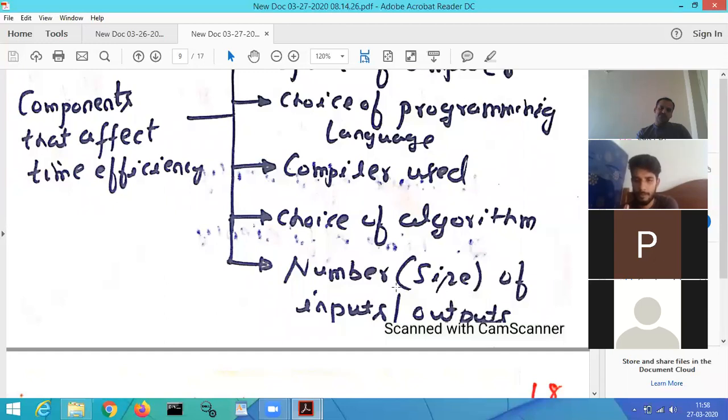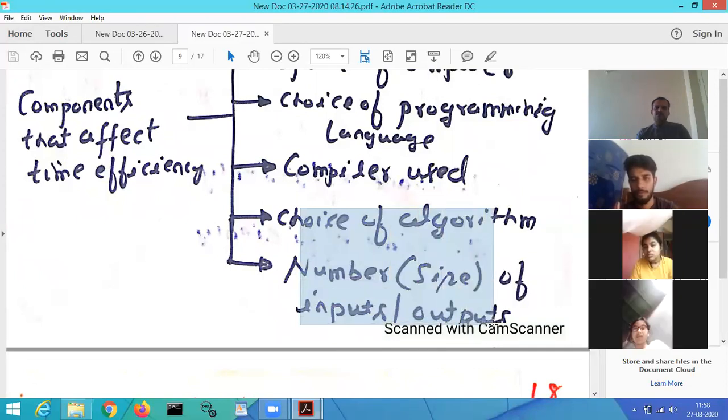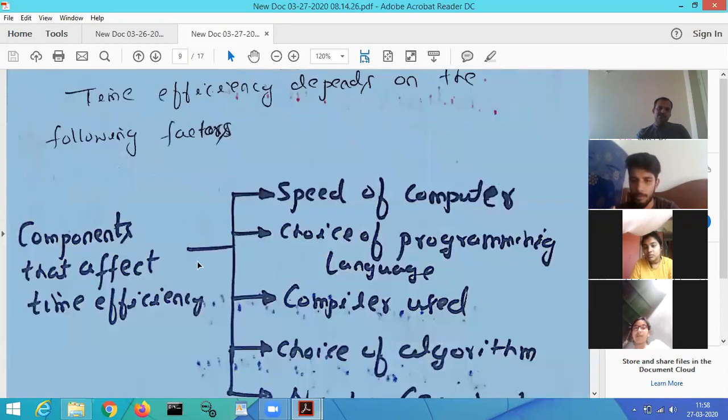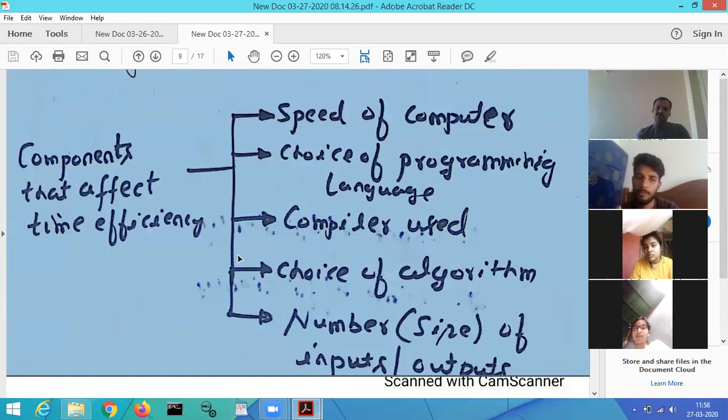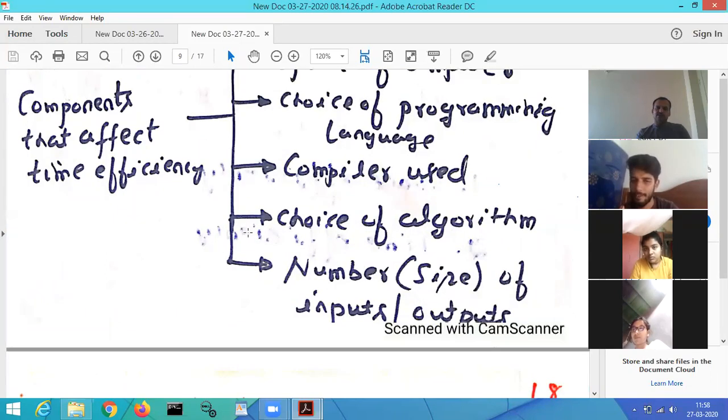The size of the input means, in the GCD problem with respect to Euclid's algorithm, m and n may be 10 digits, 20 digits, 100 digits or 1000 digits. That is nothing but the number of inputs. That's why we are going to concentrate on the choice of algorithm and the size of inputs. These are the parameters we need to consider while finding the time efficiency, but we can't consider the first three parameters because they vary from one computer to another. So let us concentrate on the last two parameters.